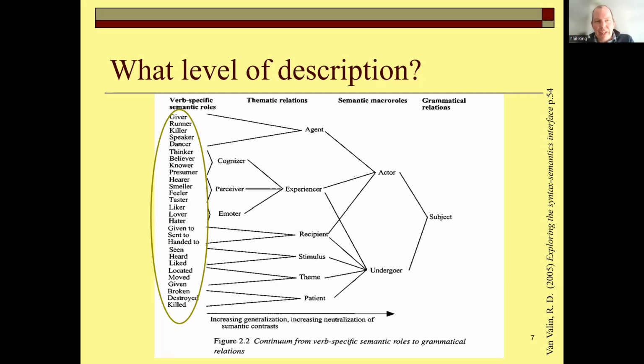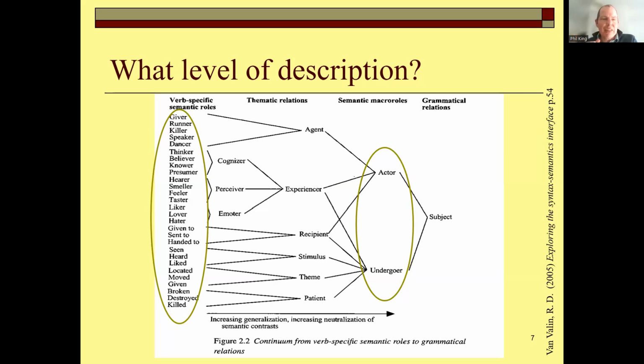At the opposite end of the scale, where we have something very general, we have what Van Valin calls generalized semantic macro roles, and here he calls those actors and undergoers, and they're very important for the wider framework of role and reference grammar that he's written a lot about, but we're not going to go into those in this lesson at all. What we're focusing on is trying to get some useful level of generalization between these two extremes.